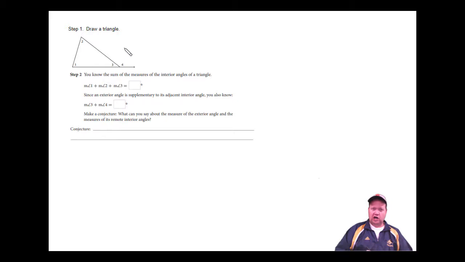We know that there are 180 degrees in a triangle. And so the interior angles, there's 1, 2, and 3. 1 plus 2 plus 3, we know that that is 180 degrees. And we also know that since 3 and 4 make a straight line, that right there is a straight angle, and that's also 180 degrees. And if I write an equation by substitution, I'm going to write it over here. Measure of angle 1 plus the measure of angle 2 plus the measure of angle 3. We know that that equals 180.